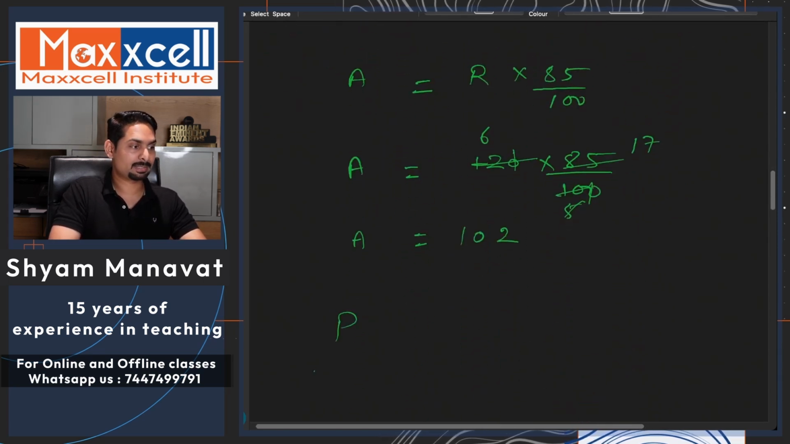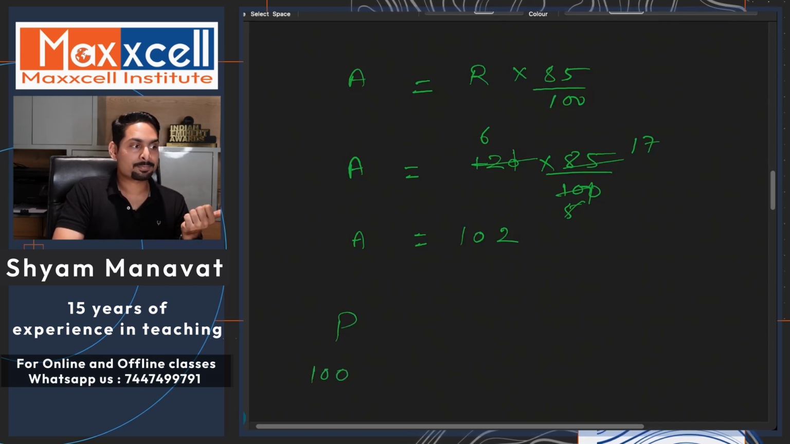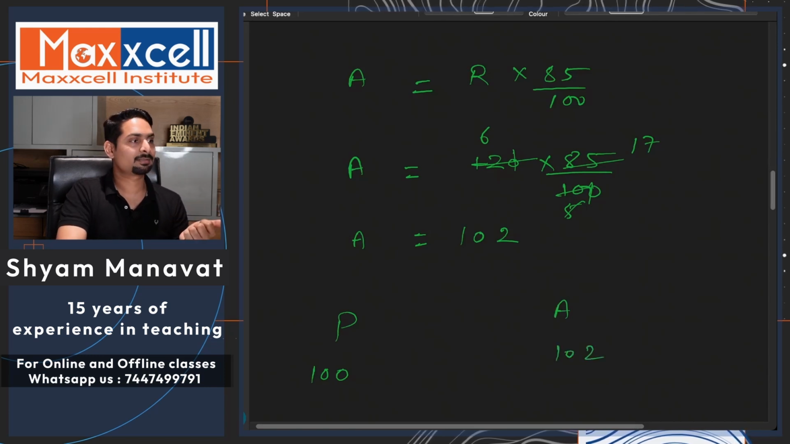That's an assumption. That's what we have assumed to solve the question. And it reached Arjun, and Arjun paid how much? 102 rupees for that, right?